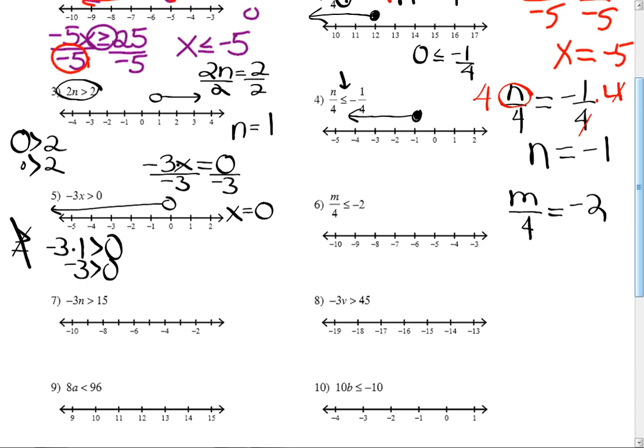So what am I going to do? Multiply by what, Murdy's? 4. What kind of 8? So m equals negative 8. You have a little help because the number line's already there. So if it hadn't started there, you would have been in trouble.